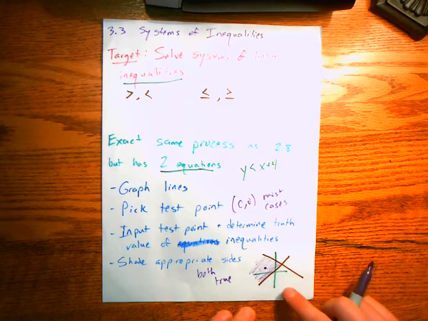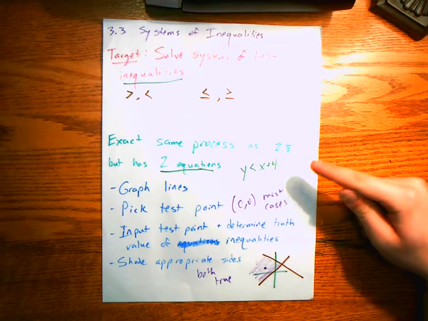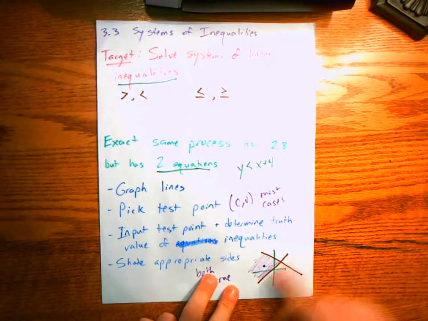Now, if one was true and the other was false, it would depend on which side you would shade over here. But you'll get used to it the more examples we go through in practice. But just if you need a review, go back and watch the 2.8 video, and we're going to be going through the exact same process, but this time with two lines instead of just one.